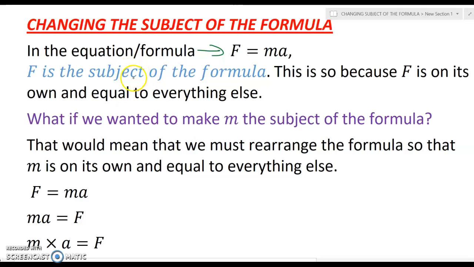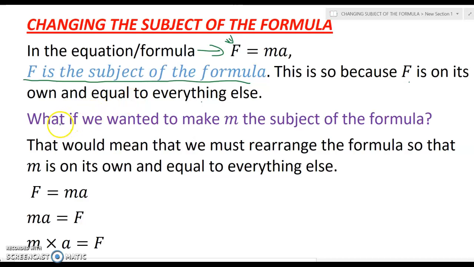Now the subject of this equation or formula is that letter that is equal to everything else. It's on its own and equal to everything else. So you see how we have F here, and it's on its own and it's equal to everything else. That's what makes F the subject of the formula. And again, this is so because F is on its own and equal to everything else.